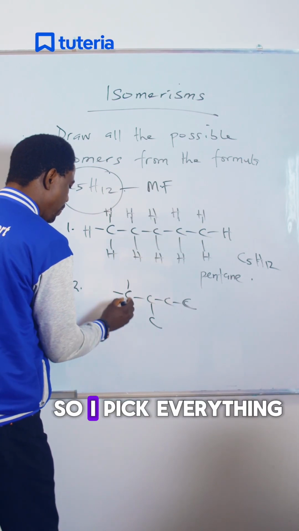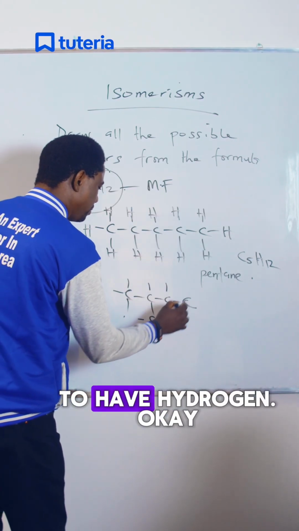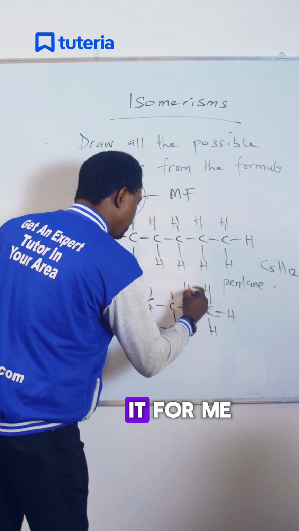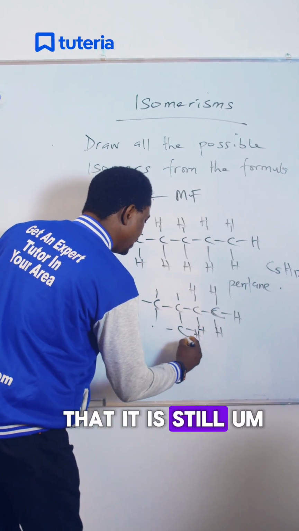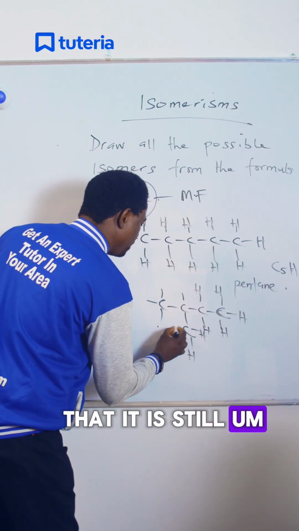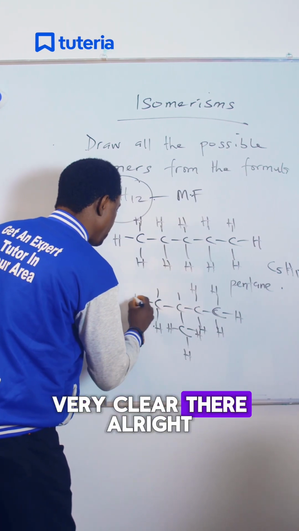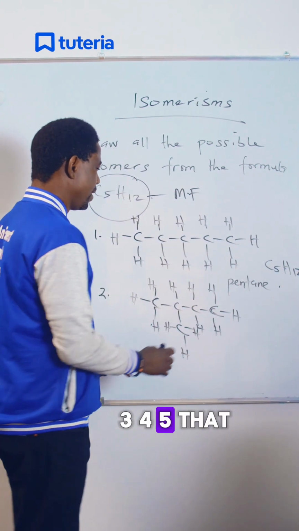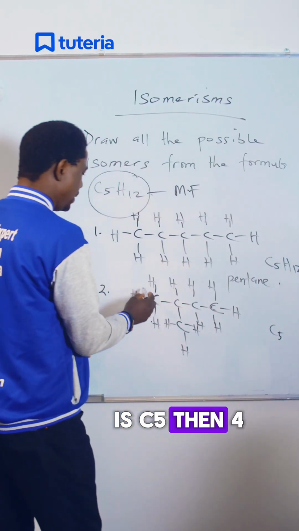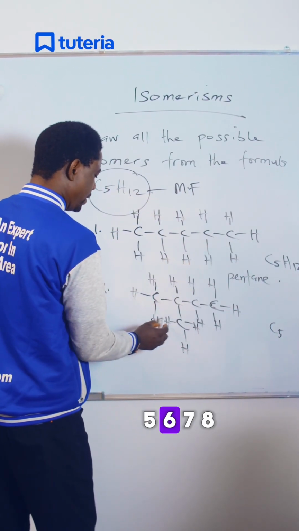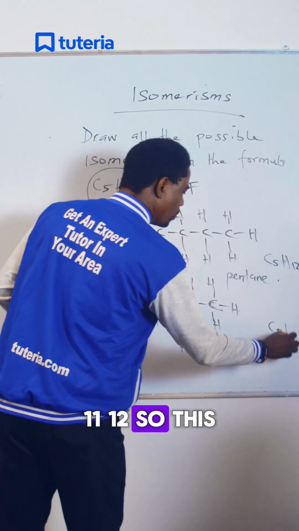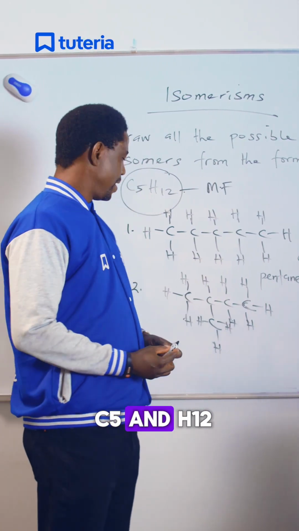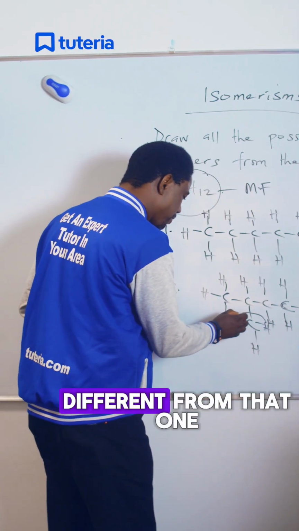Okay, so I fill everything else with hydrogen. So that is that. You can count it for me now, and I hope that is very clear. So 1, 2, 3, 4, 5, that is still C5. Then 4, 5, 6, 7, 8, 9, 10, 11, 12. So this particular compound also has C5 and H12, but the name is different from that one.